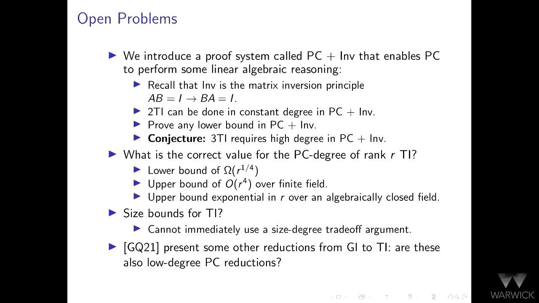Finally, Grochow and Qiao also present some other reductions between graph isomorphism and tensor isomorphism, and we've only used one of the reductions that they present in their original paper. So it's an open question to ask if some of these other reductions that they present are also low-degree PC reductions. Thank you for your attention.